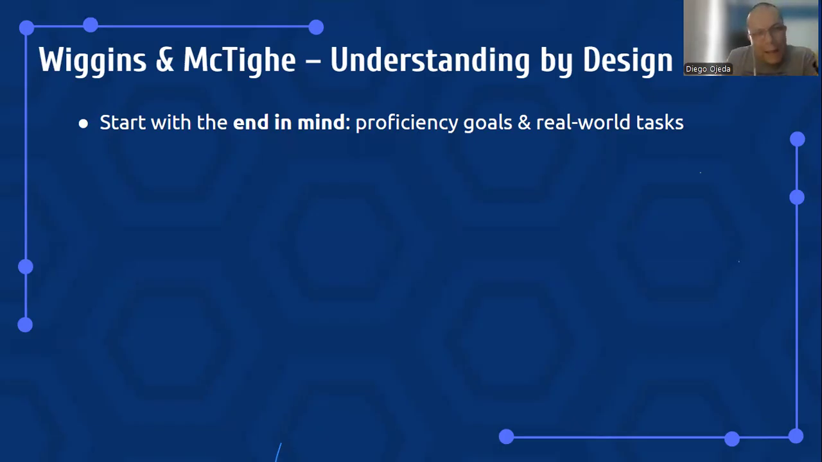But why backward design? As I said at the beginning, we usually plan forward. We choose a topic, we teach the content, and we give a test. Backward design flips that idea or that process that we usually follow in the classroom. We start with what students should be able to do.